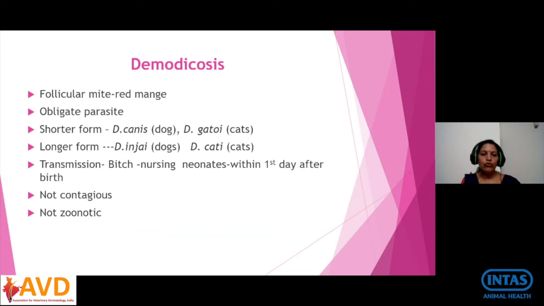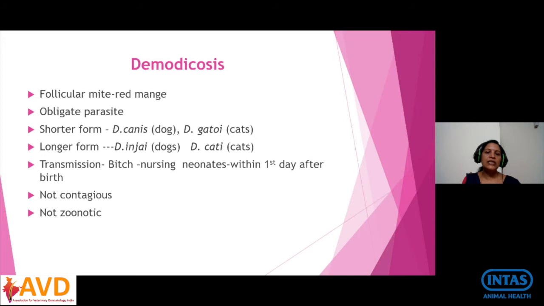Next important infection is mange infestation, and the most important is demodicosis. Demodex in case of dog is also called follicular mite or red mange. This is an obligate parasite, a commensal on the body. It is normally present on the dog, but whenever there is an immune deficiency or any other situation, it will overgrow and cause the disease.